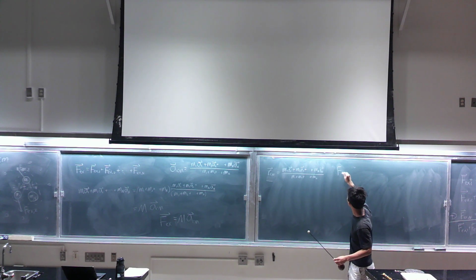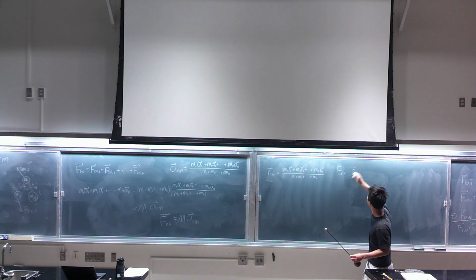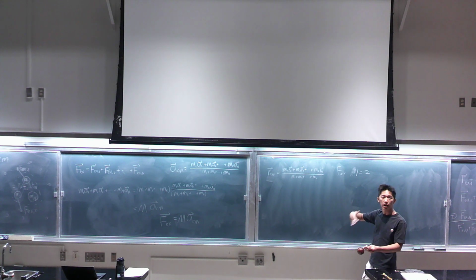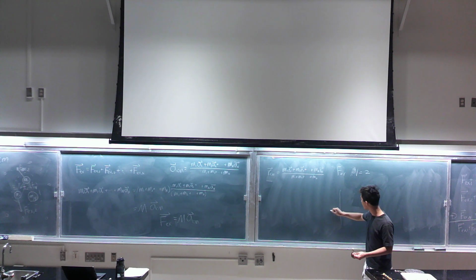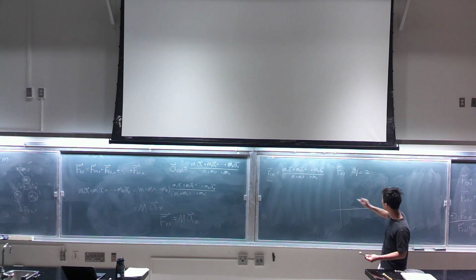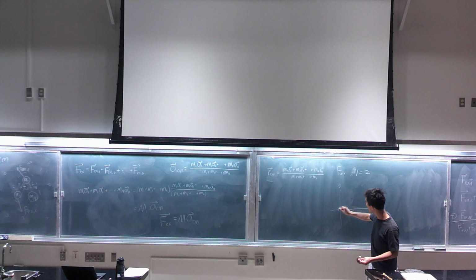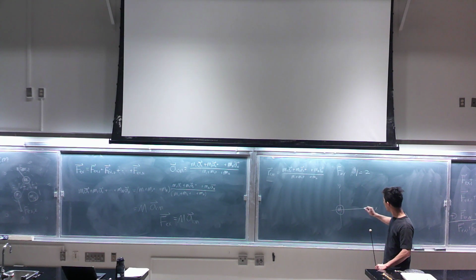Let's say we only have two particles, like this. To compute it, let's put it on the x-axis. So let's go to the frame of the first particle. The first particle is at the origin, and the second particle is somewhere around here.